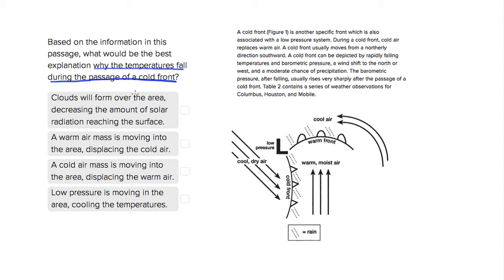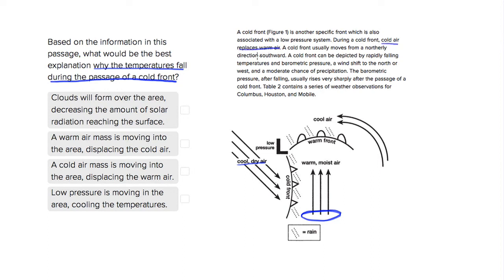So the most helpful thing will be to look at this diagram. This diagram shows that during a cold front, you have this cool, dry air coming in, and this cool, dry air is going to come into the area, and the warm, moist air is going to go away. It's going to go into the atmosphere, leaving the cool air here. So that's probably going to explain why it gets cold. And we see the definition of a cold front is when cold air replaces warm air.